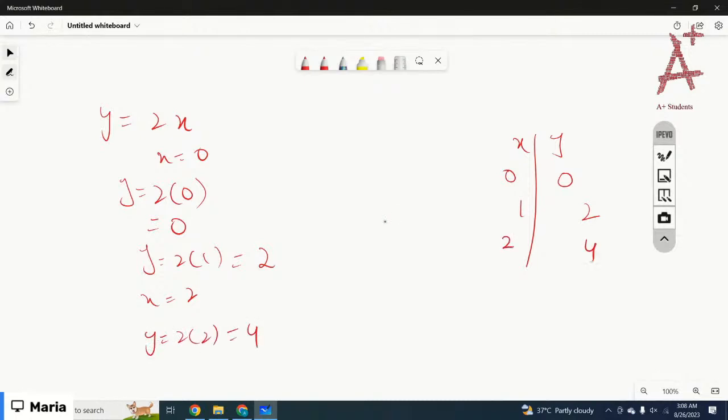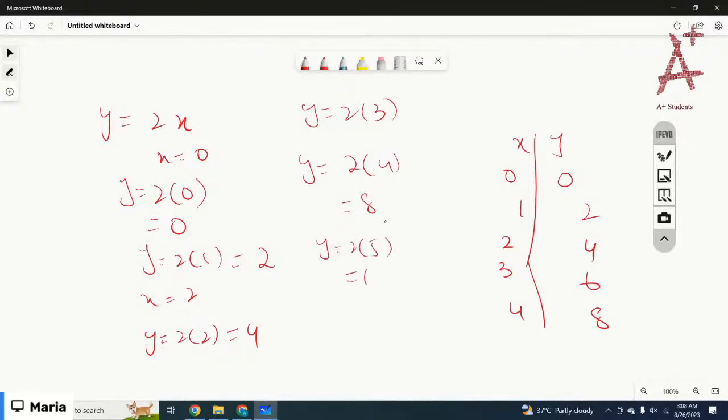When x is 2, y is 4, right? When x is 3, y equals 2 times 3, that makes 6. When x is 4, y equals 2 times 4. 4 times 2 is 8, so it would be 4 and 8. When x is 5, y equals 2 times 5. 2 times 5 is 10, so here you have 5 and 10. So basically here is the table of values for the relationship y equals 2x.